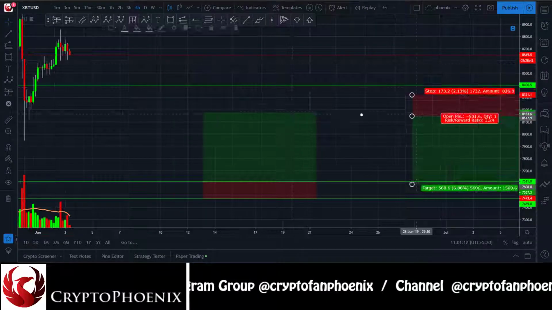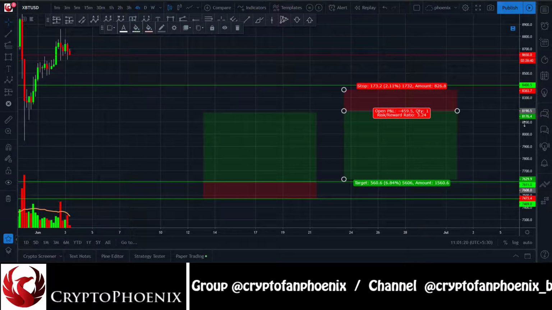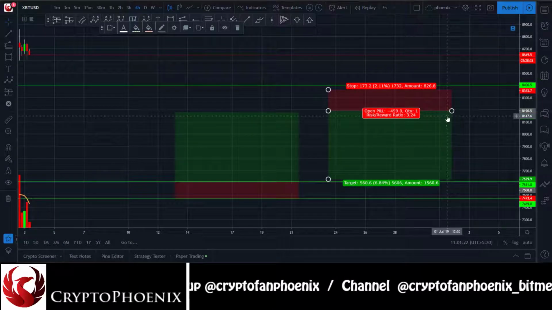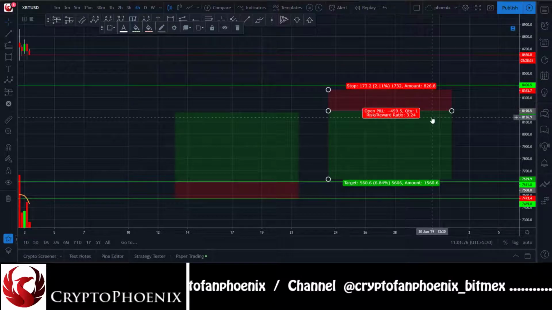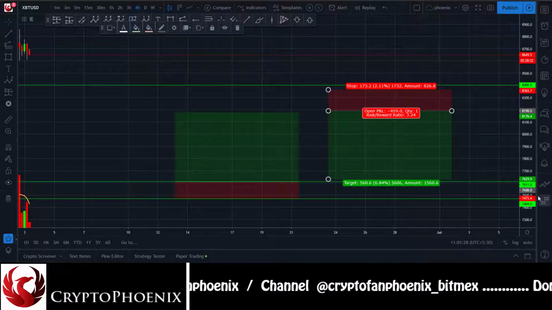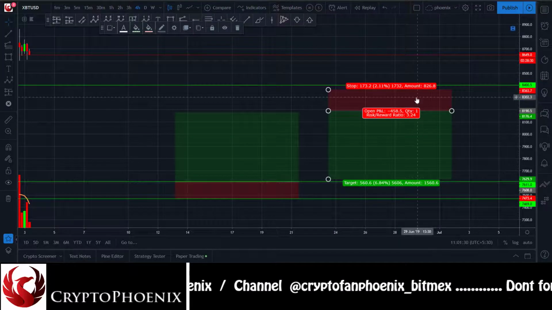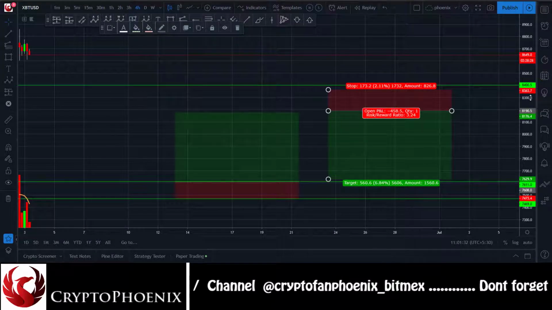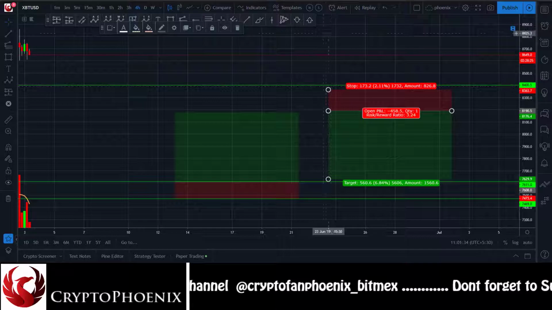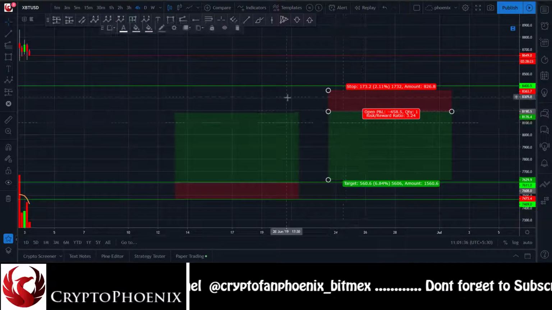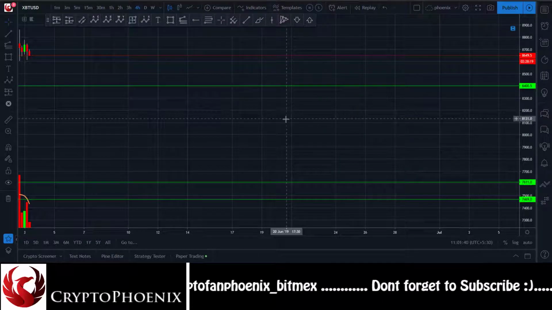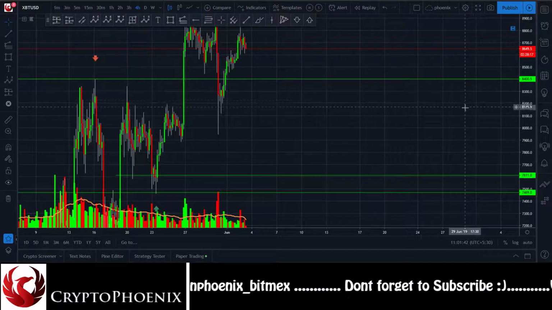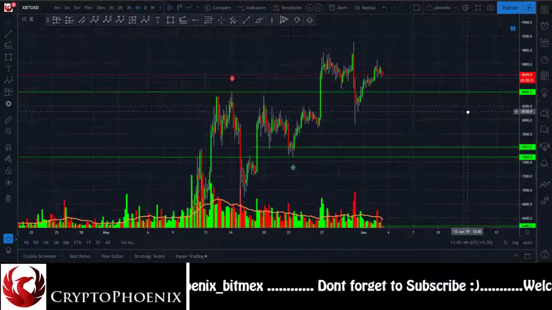Now 8190, the gray color price, is my entry position. My target price is 7629, and my stop loss is 8363. All right, so these are the two tools which I use mainly in putting up the calls.